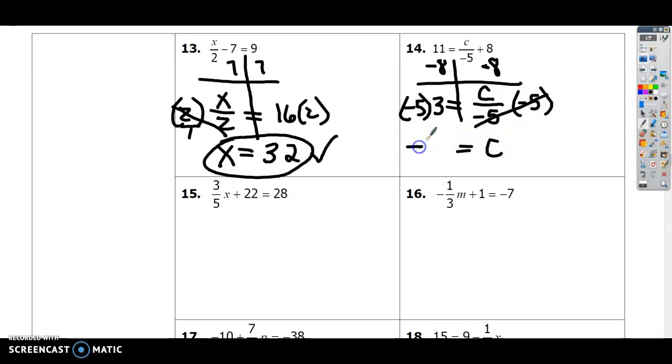C equals -15. So check it out. -15 divided by -5 is plus 3. 3 plus 8 is 11.